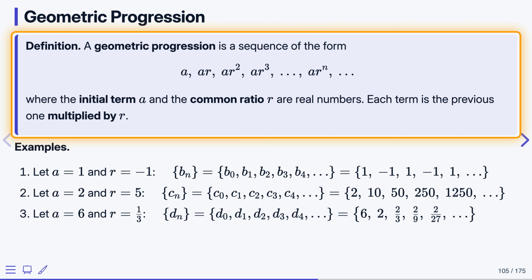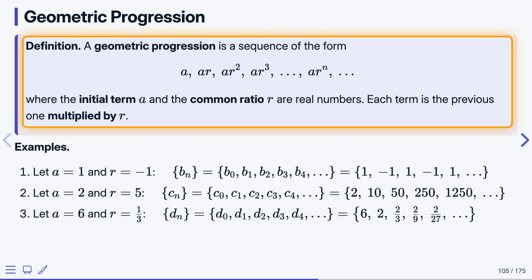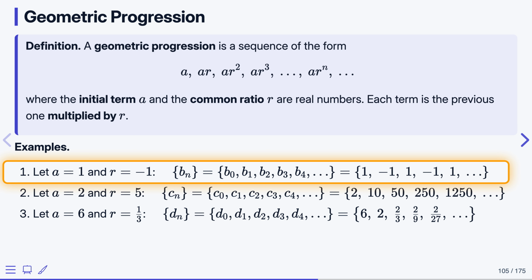A geometric progression is a sequence where you get each term by multiplying the one before it by a fixed number. That fixed number is called the common ratio, written r. The starting value is called the initial term, written a, so the sequence is a, then a times r, then a times r squared, then a times r cubed, and in general a times r to the power n. Let us look at 3 examples.